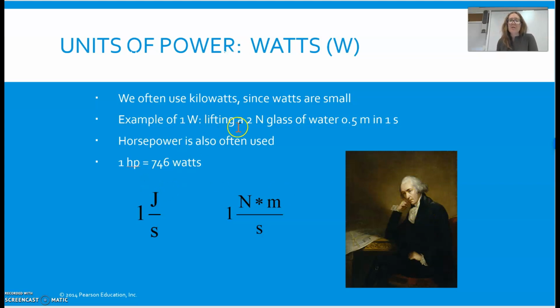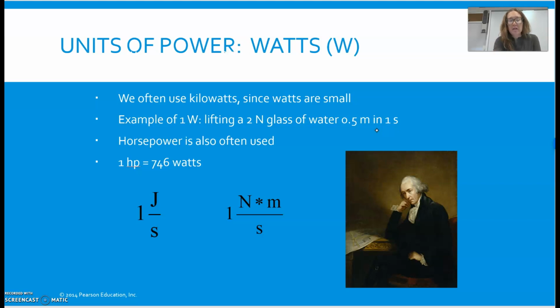Now, unfortunately, 1 watt is not very much power. If I have a glass of water here and I lift it 1.5 meters in 1 second, that's 1 watt. That's not much power. So you'll often see kilowatts used. Horsepower is sometimes used from way back when.